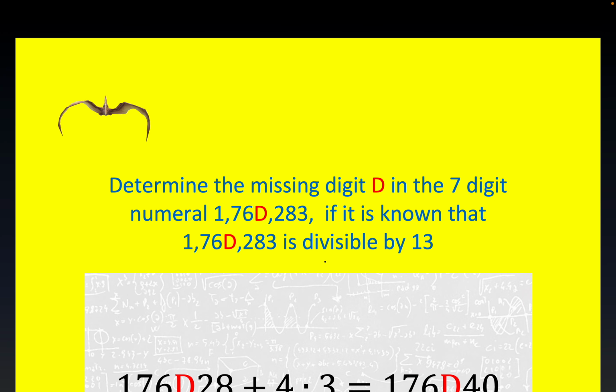A 7-digit number with a missing digit, and it's known to be divisible by 13. You're given that information. We're telling you that it's divisible by 13, and of course we're supposed to find the value for D.